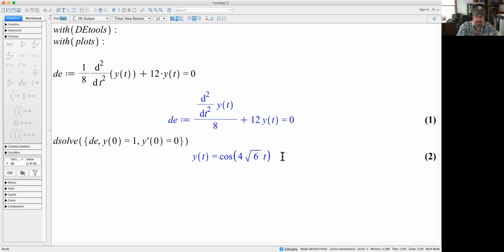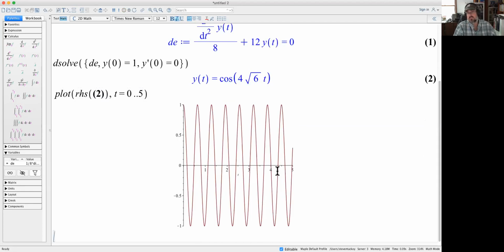So when I plot this thing, and oops, come on, Maple. There we go. If I say plot the right-hand side of number two, and we'll say t goes from 0 to, I don't know, 5. We don't have to go that far out. We get a curve that is the cosine function, right? With a particularly adjusted period. But you can see you've got this cosine curve, and it just kind of wobbles back and forth.